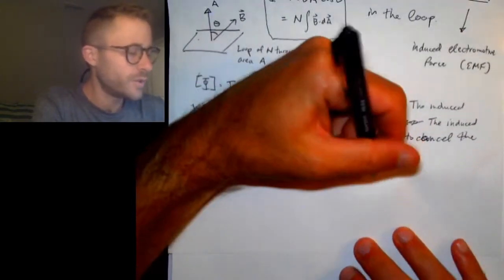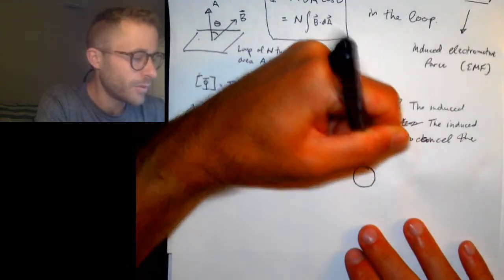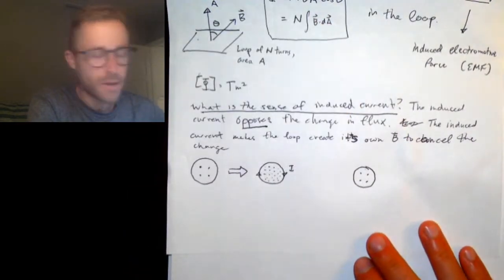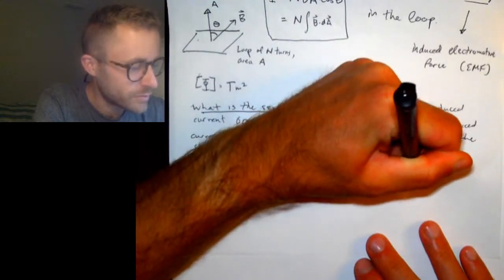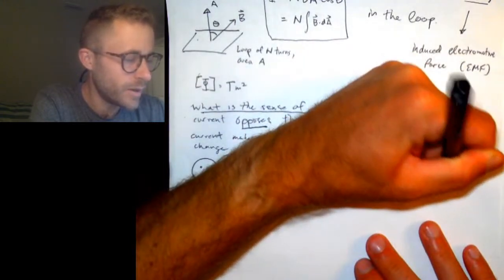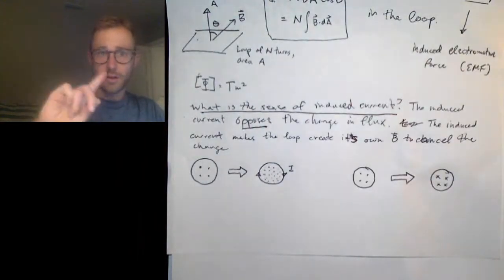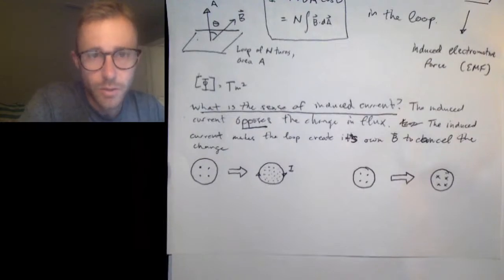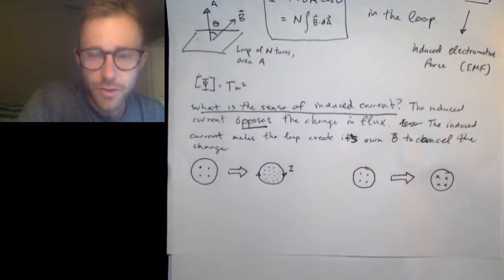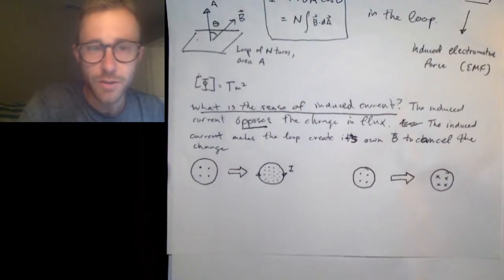What if we had a situation where the magnetic field is out of the page, and then later on it reverses directions? So it goes from out of the page to into the page. So the loop says, no, I liked the flux when it was out of the page. You made it change to into the page. So I'm going to try to cancel out that change and make my own out of the page magnetic field.